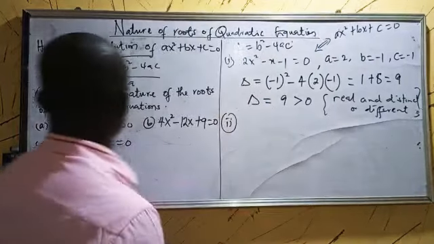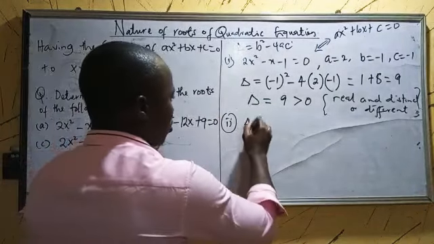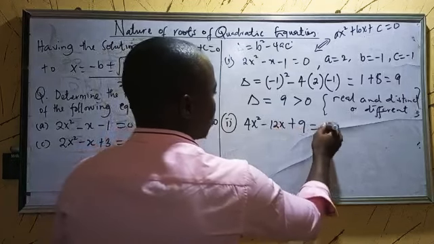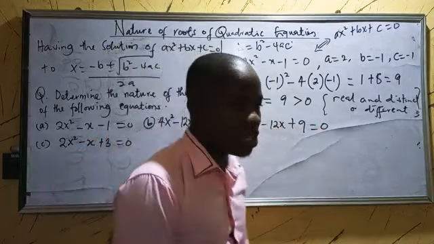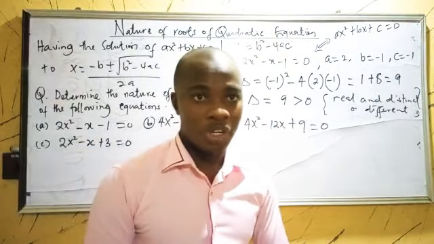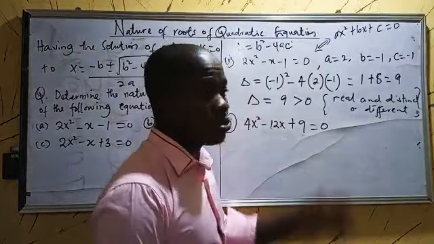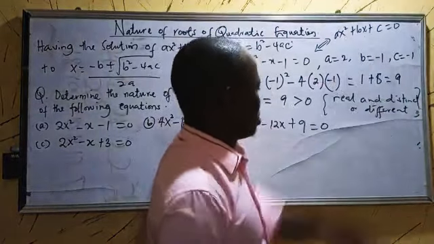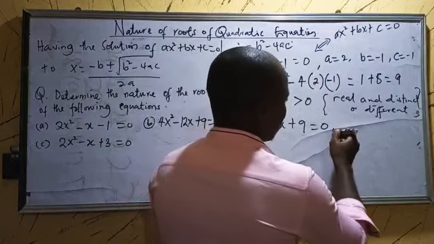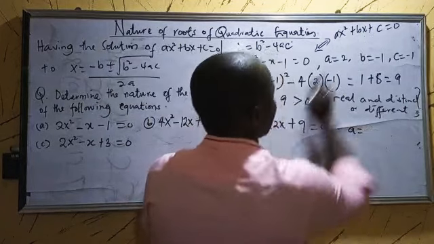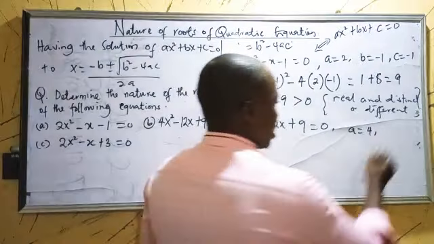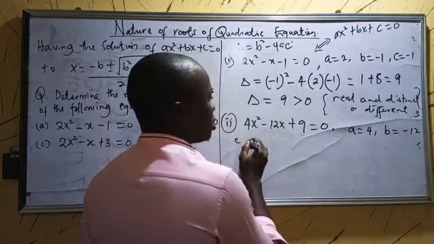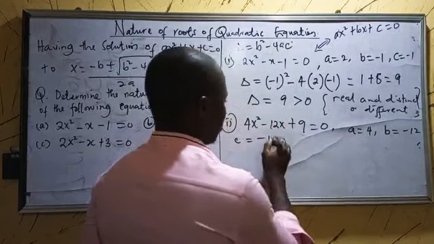And also the second one: 4x squared minus 12x plus 9 equals 0. You don't need to transform it to general form, because it is already in general form, since the right-hand side equals 0. So you can compare. We have a equals 4, b equals minus 12, then c equals minus 1.